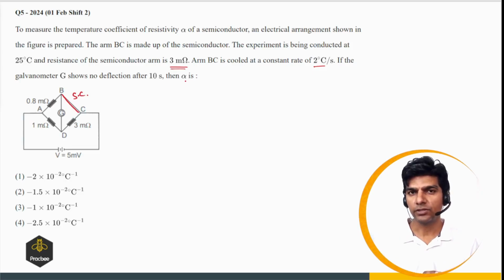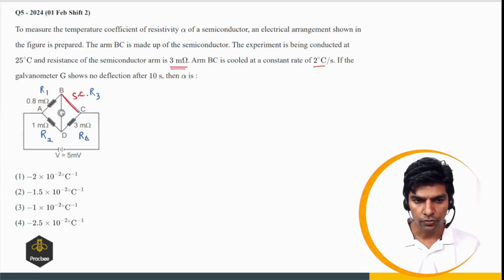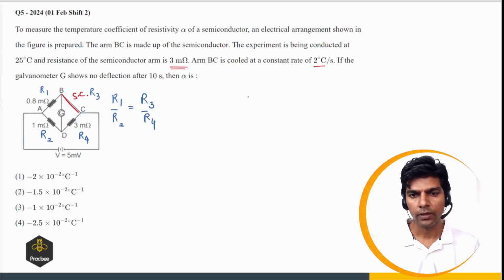So when there is no deflection in the galvanometer, this arrangement will behave as a balanced Wheatstone bridge. And we know that in case of a balanced Wheatstone bridge, if this is R1 and this is R2 and this is R3 and this is R4, so when we have balanced Wheatstone bridge, R1 by R2 is equals to R3 by R4. So after 10 seconds, the temperature has decreased by how much amount? 20 degrees Celsius, right? Because in 1 second we are decreasing temperature by 2 degrees Celsius, so in 10 seconds it will decrease by 20 degrees Celsius.